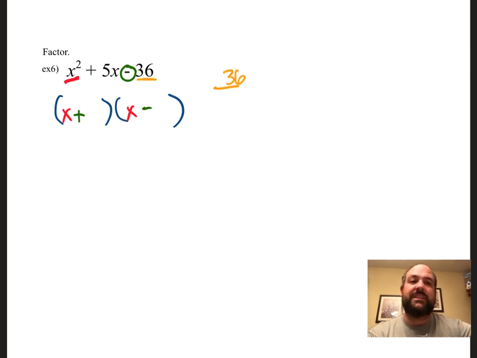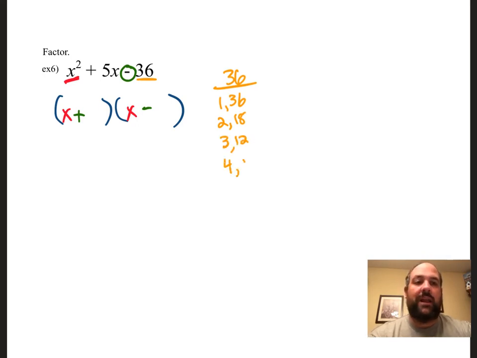So 36 in this case has a lot of different factors. We could have 1 and 36. We could have 2 and 18. We could have 3 and 12. We could have 4 and 9. Or we could have 6 and 6. So we actually have 5 different pairs of factors.